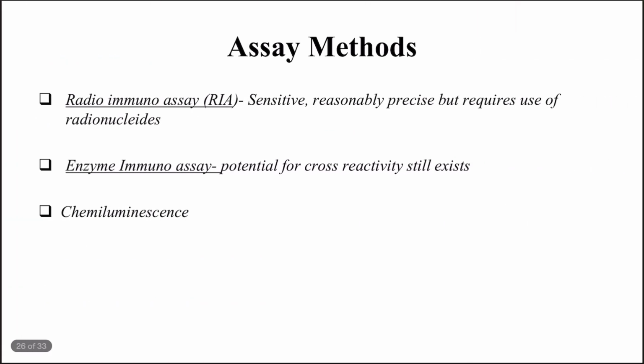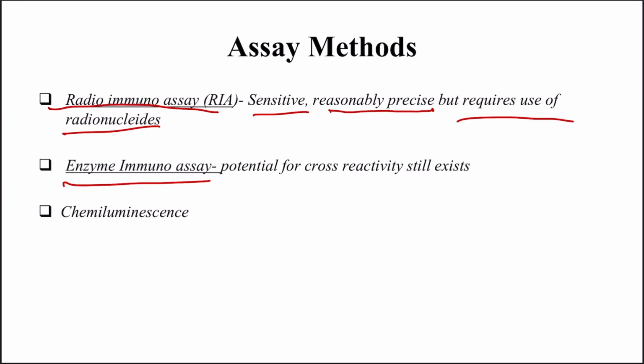Then next is radioimmunoassay. It is also sensitive and it is reasonably precise, but it requires the use of radionuclides, which is actually a disadvantage of radioimmunoassay. Next is enzyme immunoassays we also do, but still in this also there is a chance of cross reactivity. Then we can also do chemiluminescence.